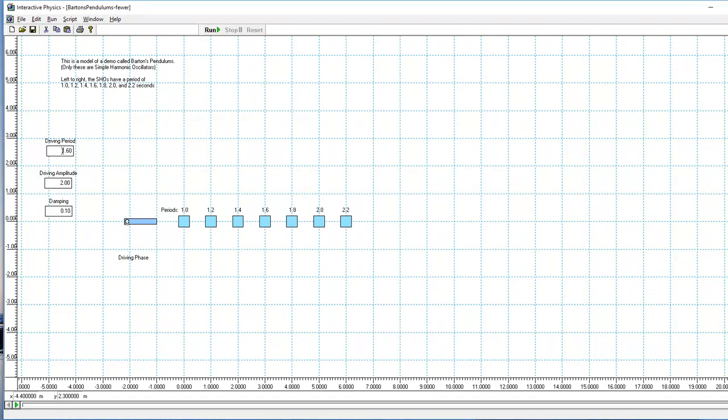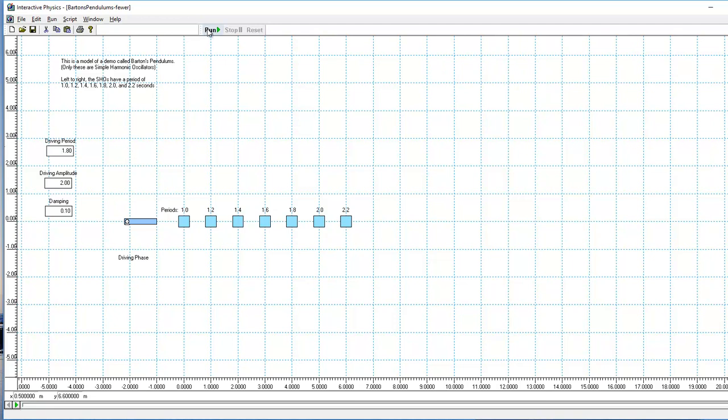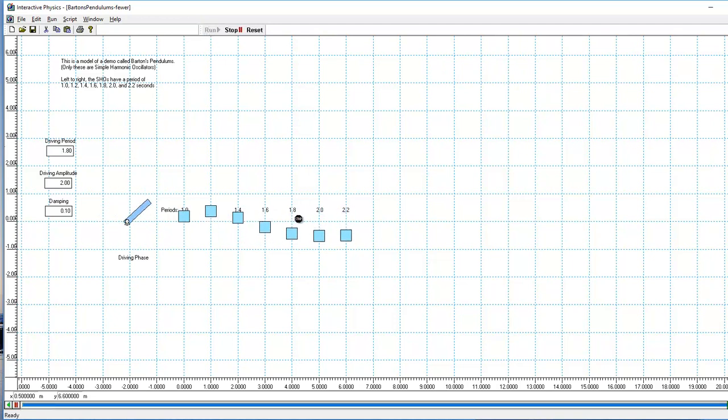Now take a look at these Barton's pendulums here. 1.6 is the period we're driving it at. These other ones have different periods, but the 1.6 is the one that's going to get the most excited by this. By changing the driving period, I can drive any one of these. Let's stop it and reset. If I type 1.8 in, then the 1.8 will go crazy. Watch.